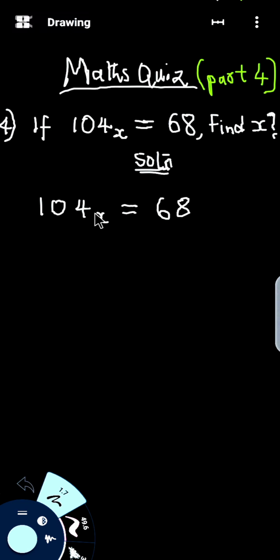But then 104 is in base x. The only way we can solve this problem is for us to be very sure that this one is in the same base as this one. Now 68 we already know is in base 10, but 104 is in base x. So we need to convert this to base 10. Then we simplify. So let's go ahead and convert it to base 10.